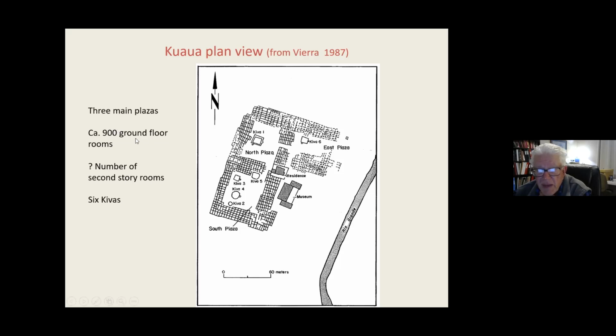But the estimate is that there were some 900 ground floor rooms, and at least some of the Pueblo was two-story. And if you want to project from 900 definite and add a little bit more, there were probably 1,000 to 1,100 rooms in all, if you include first and second stories. This was a very big village.